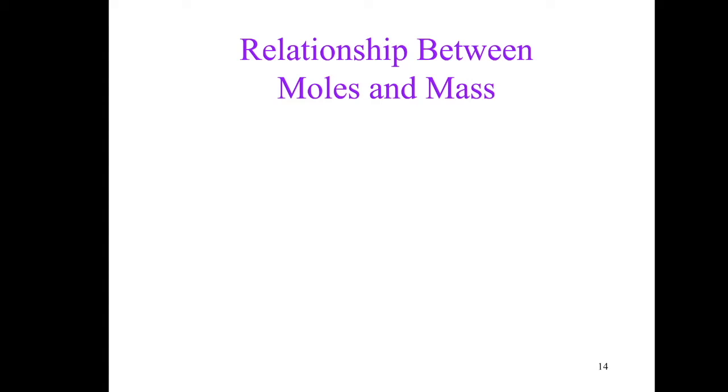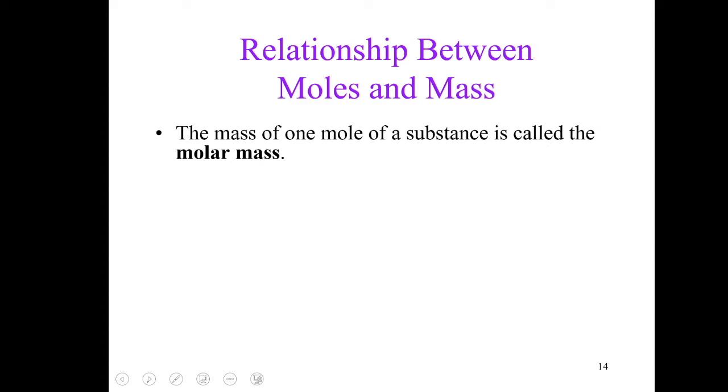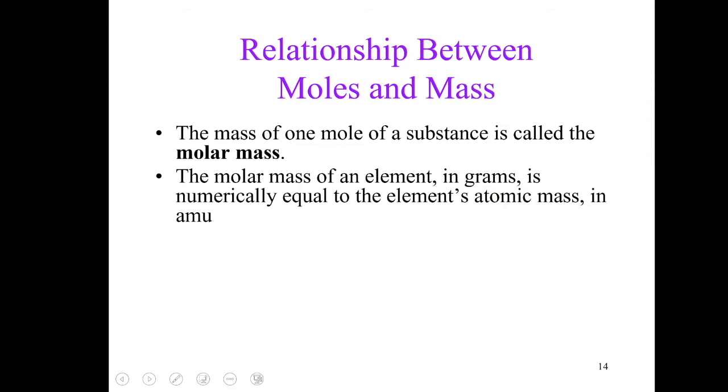We're now going to move into the relationship between moles and mass, or mass and moles. The mass of 1 mole of a substance is called the molar mass. So it has units of grams per mole. The molar mass of an element in grams is numerically equal to the element's atomic mass in AMU.